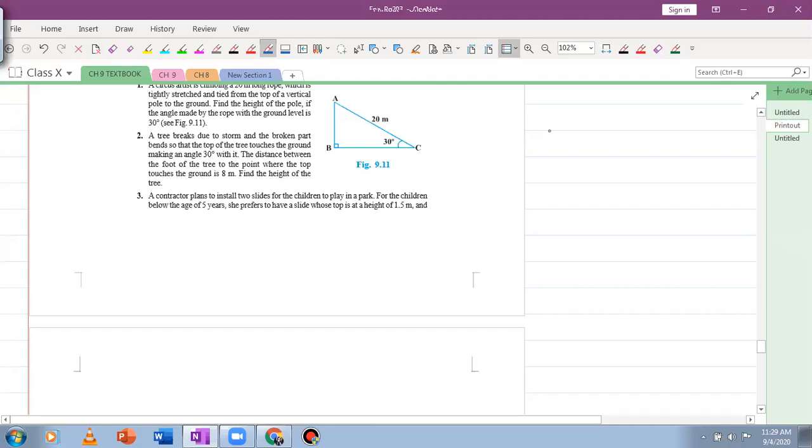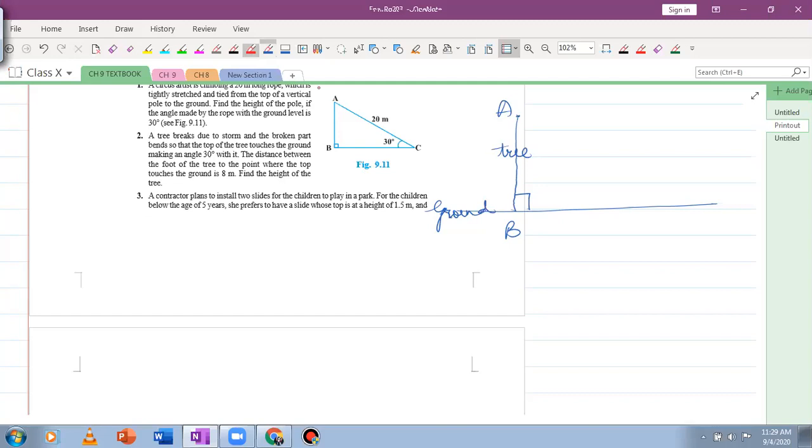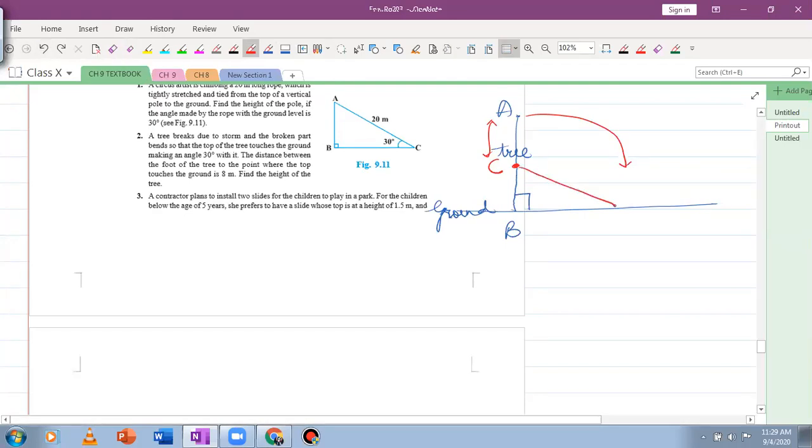You have done similar question in 7th standard. So let us assume that we have a tree. Let's name the tree as AB. Tree will be assumed as perpendicular to the ground. आपने assume करके चलना है कि tree is actually perpendicular to the ground. So let us say that the tree breaks at a point C. So this is the broken part and it will fall to the ground. And it will be slanting or inclined, I would say, at some angle.